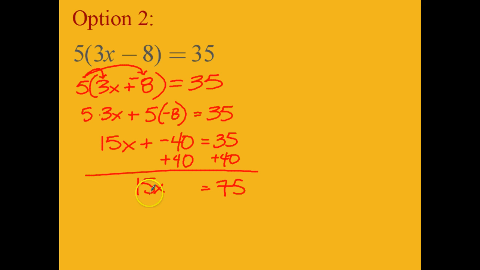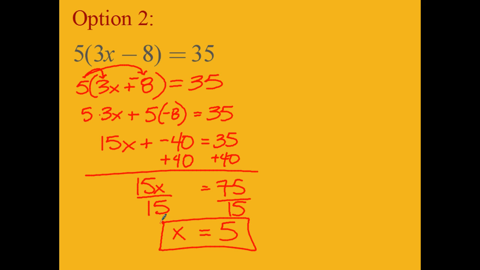Now if I have 15 groups of this number, and it gives me a total of 75, then I can break it into groups of 15. That will tell me that x is equal to 5, which is the same answer we got on the previous slide. So two different ways, you have two different options.